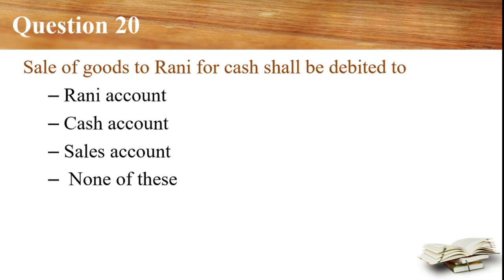Sale of goods to Rani for cash shall be debited to: Rani account, cash account, sales account, none of these. And the answer is cash account, because here the transaction is done for cash. Even though the name is mentioned, the sale of goods is done for cash, so we have to debit this with the cash account.